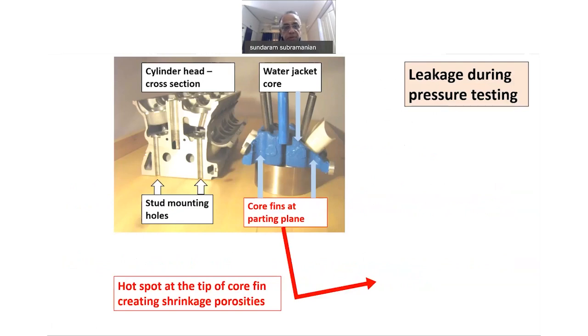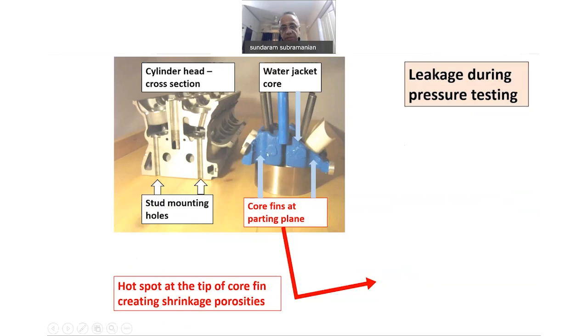And here is the cylinder head with the stud mounting holes here. And this is the water passage. So this water passage is created by this blue colored water jacket core. And then this water jacket core is produced from a core box which produces this. You can see a line here. This is the parting line in the core box.